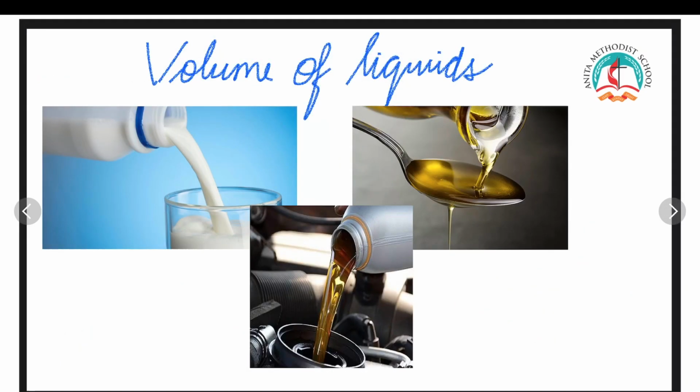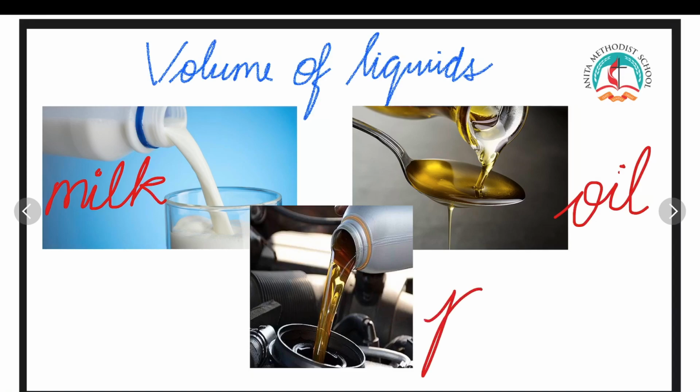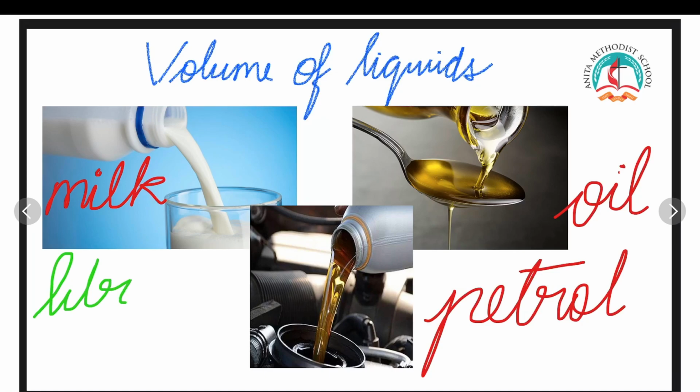Now moving on to the next, we have volume of liquids. So the first one is milk. The second one is oil. And the third one is petrol. So liquids such as milk, oil and petrol are measured in liters. And if the quantity or amount is smaller, we can measure it using milliliters.